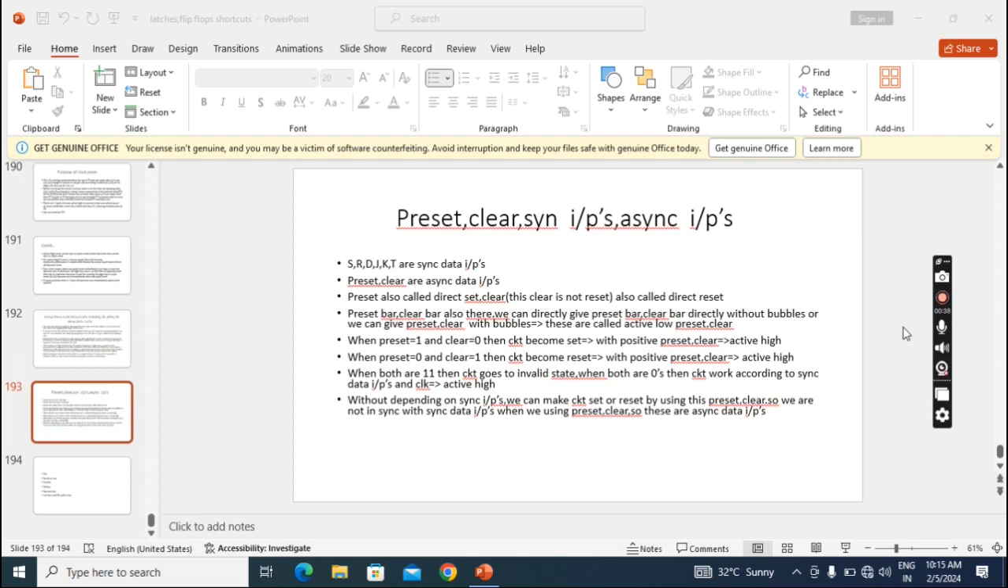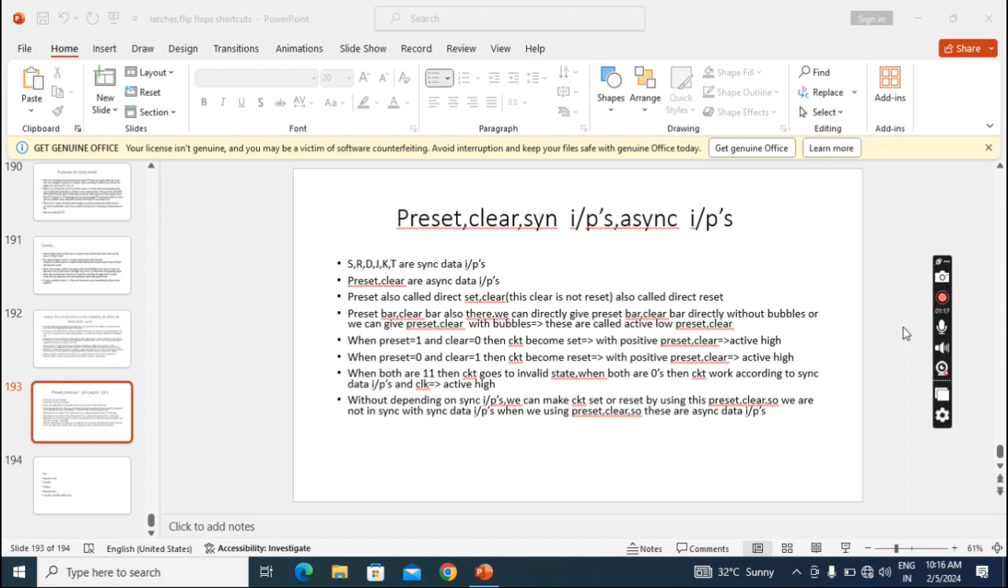Sometimes we can give preset bar and clear bar also. Preset bar and clear bar are called negative or active low preset and clear. We can give preset bar and clear bar directly without bubbles, or we can give preset and clear with bubbles. Those are called active low or negative preset and clear. If we give only preset and clear without bubbles, those are called positive or active high preset and clear.